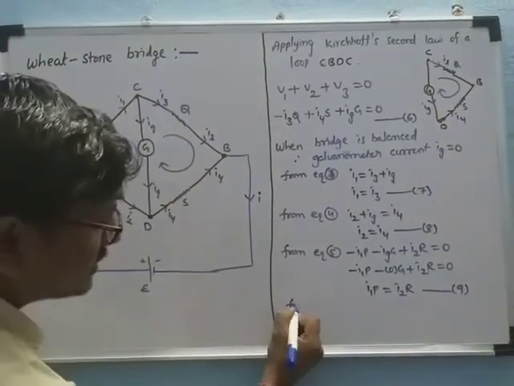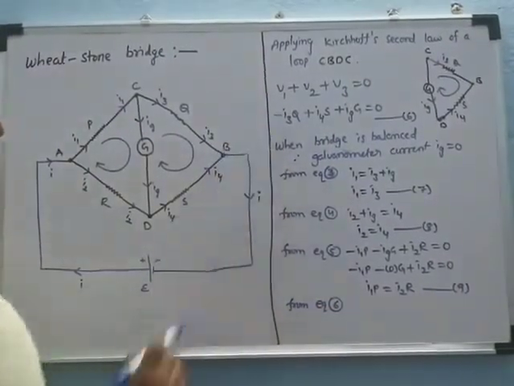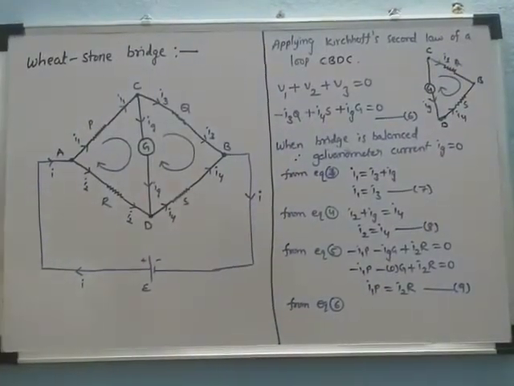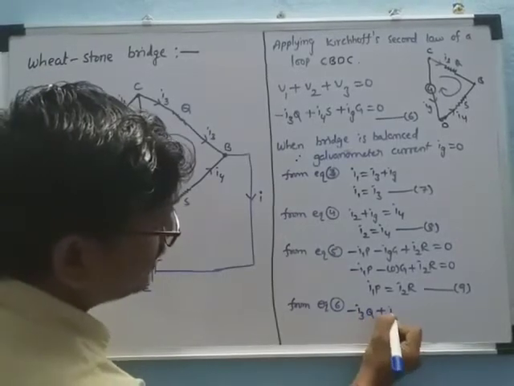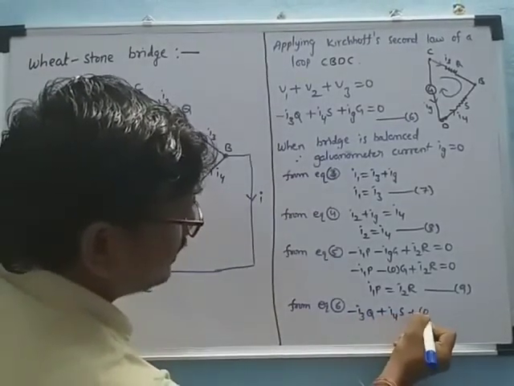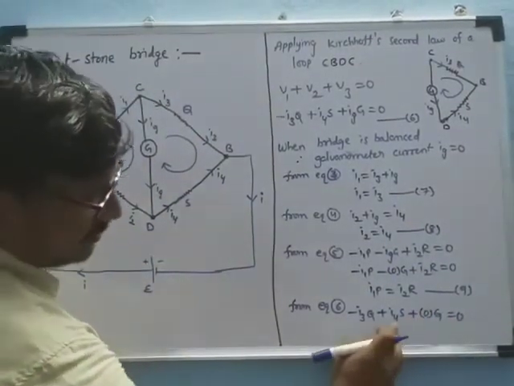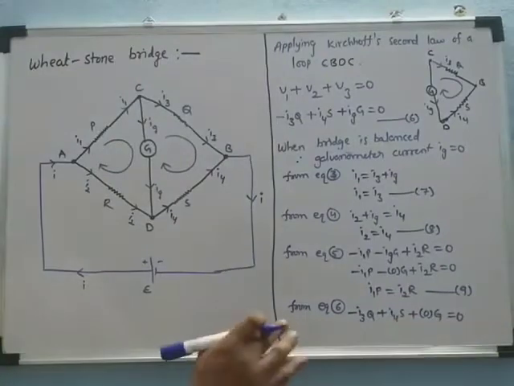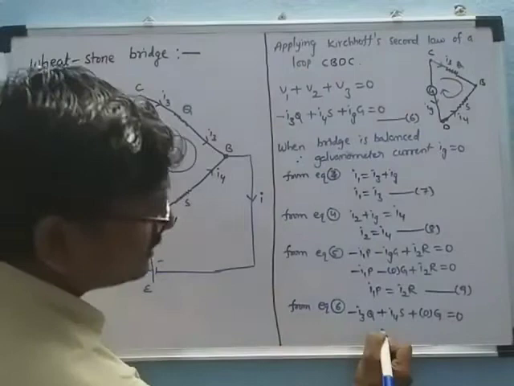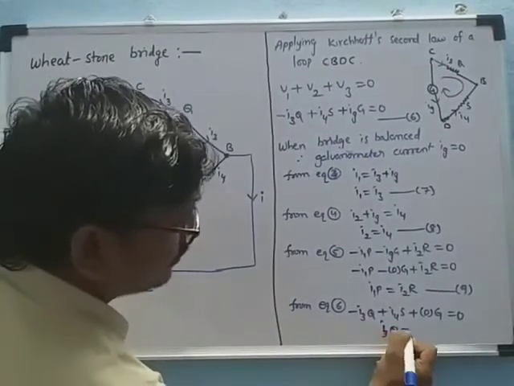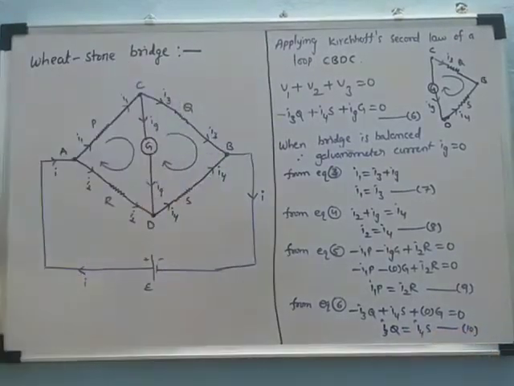From equation 6: minus I3Q plus I4S plus Ig into G is equal to 0. Then we have minus I3Q plus I4S plus 0 into G is equal to 0. Again, this is 0 into something, this term can be 0. And I4S taken to this side, this is positive, taken to that side negative, and that negative and this negative can be cancelled. The remaining is I3 into Q is equal to I4 into S. This is considered equation number 10.